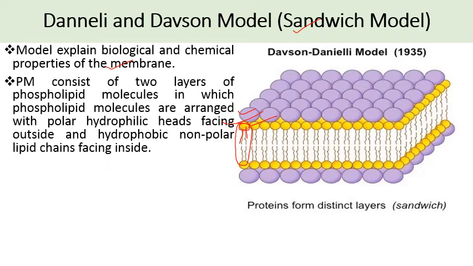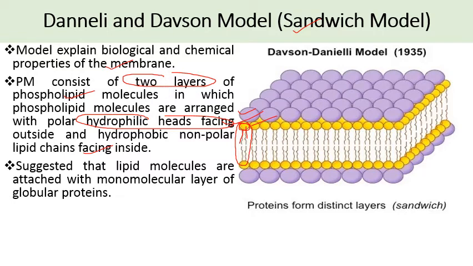And plasma membrane, according to this model, consists of 2 layers of phospholipid molecules in which phospholipid molecules are arranged with polar hydrophilic heads facing outside and hydrophobic non-polar lipid chains facing inside. So according to their model, the heads of the lipid bilayers face outward on both sides, and the tails face towards inside, and they suggested that lipid molecules are attached with a monomolecular layer of globular proteins. So this is attached to a monomolecular layer of globular proteins.